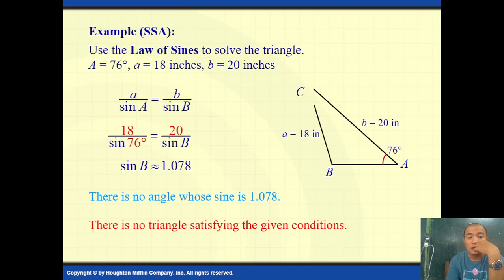Okay. Walang masolve na angle. That means there is no solution. There is no solution for this given two sides and angle of this triangle. This is what we call, I think, the ambiguous case. Okay.